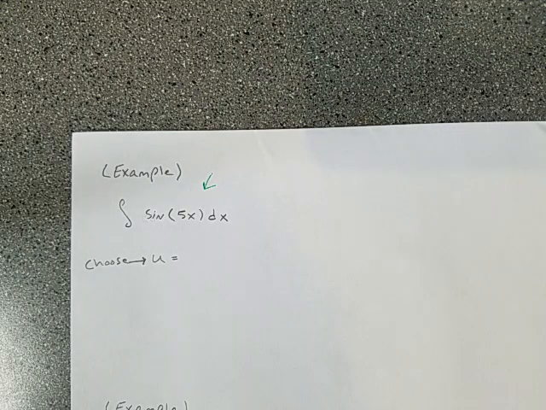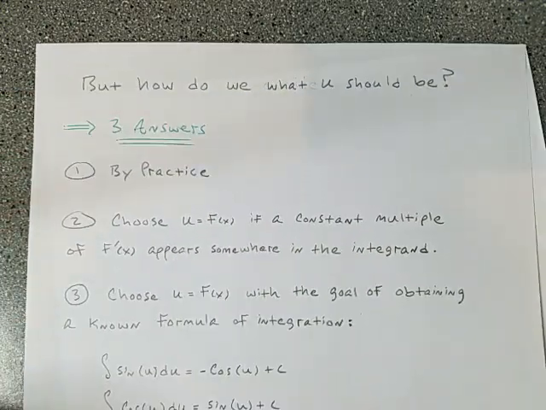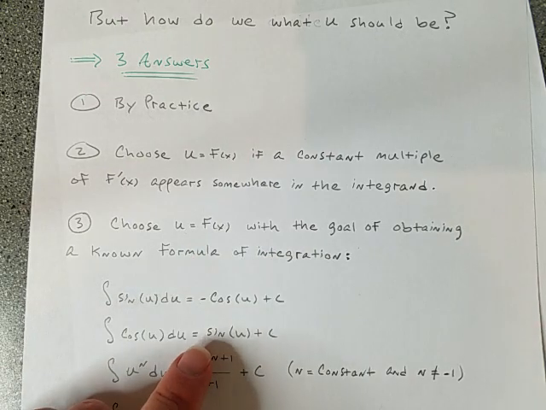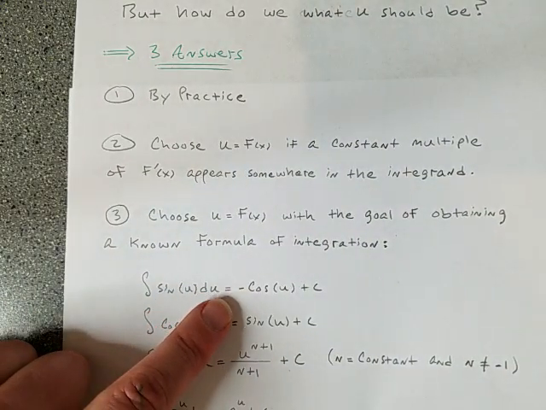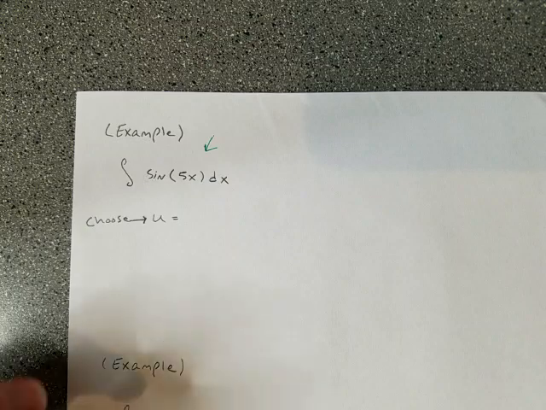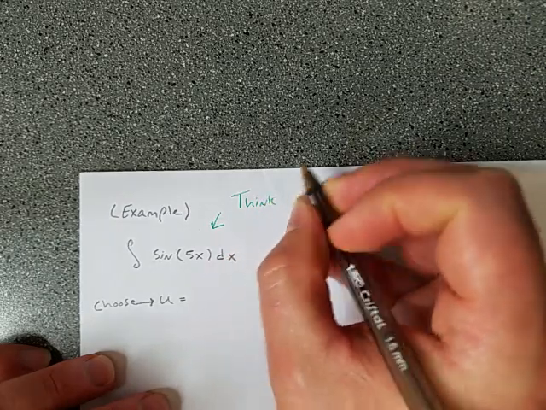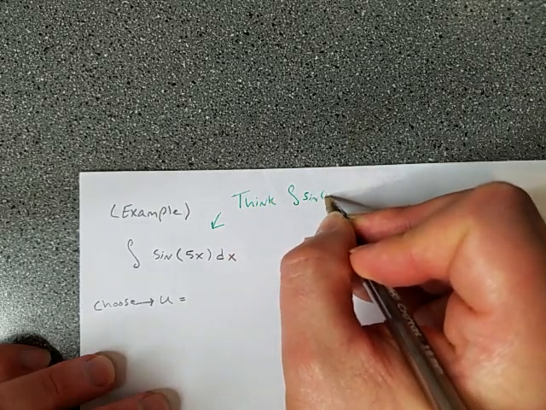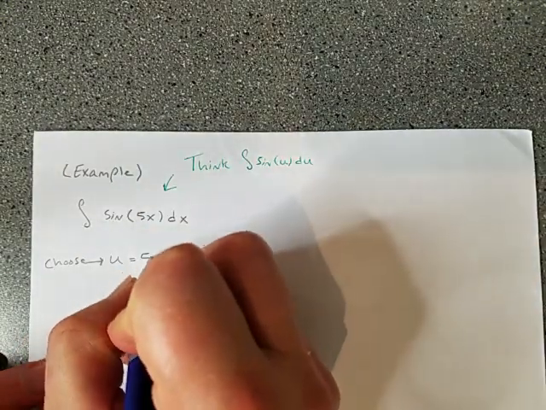One of the methods for choosing the u, how do we decide what u should be, is we choose u in a way that it transforms the problem we have into something we know how to do. So I think if we choose u correctly, we could transform this one into sine u du. What's the antiderivative of sine u du? It's negative cosine u plus c. So I think this one with the right choice there can become sine u du, and then that one is answerable. We know how to do that one. So let's let u be 5x.